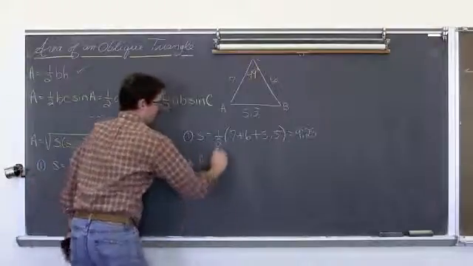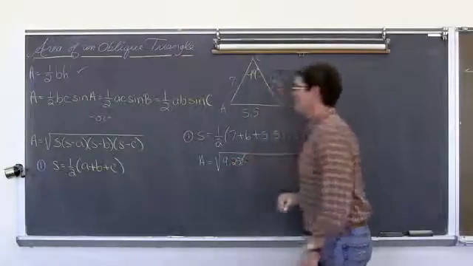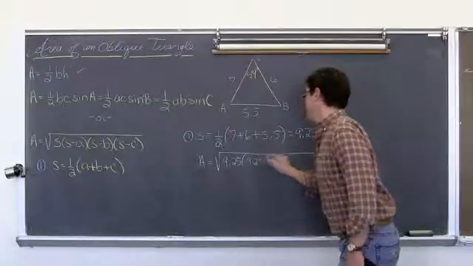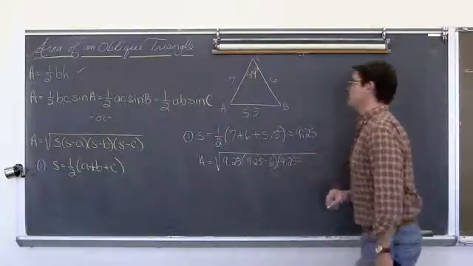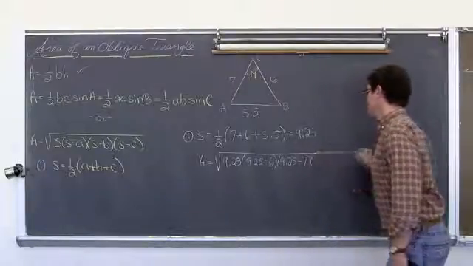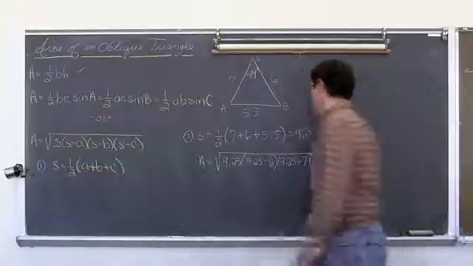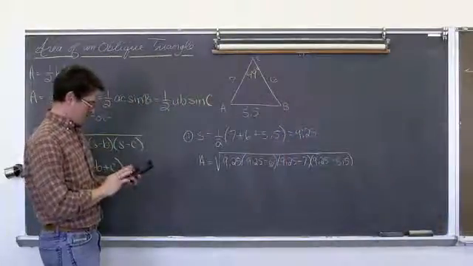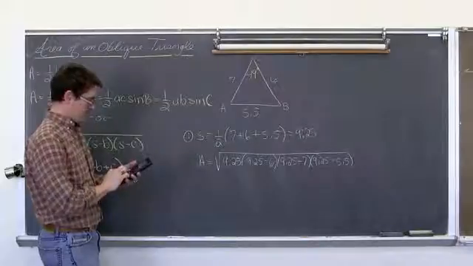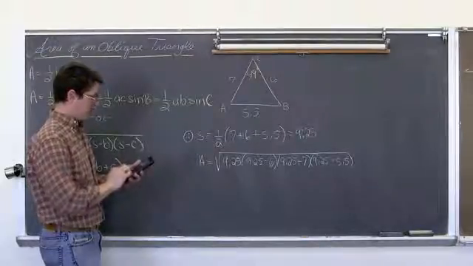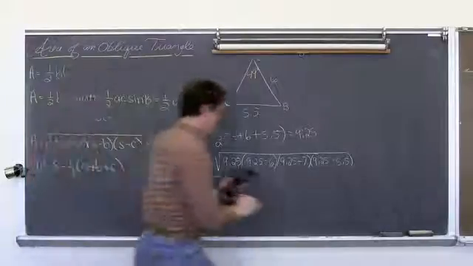So area is equal to the square root of S, which is 9.25, times S minus a, so 9.25 minus side a, which is 6, times 9.25 minus b, which is 7, times S minus c, which is 5.5, and that comes out to... drum roll, please... 15.93.